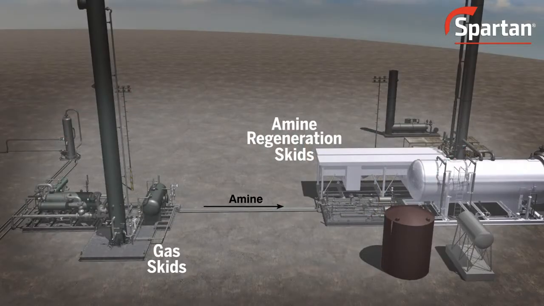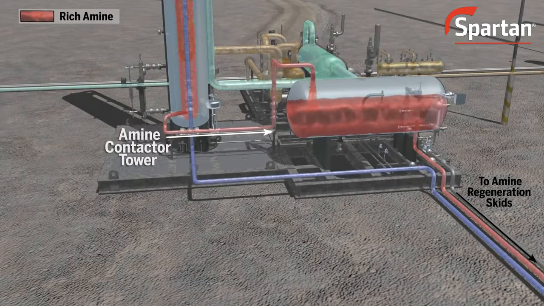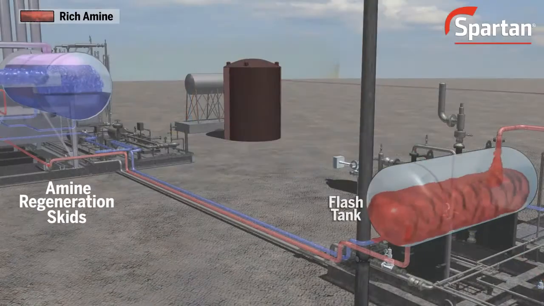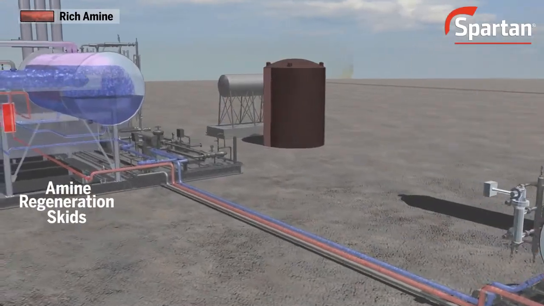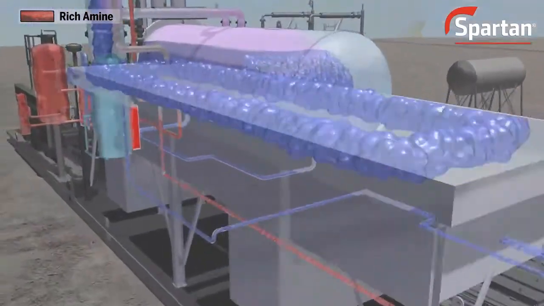The amine regeneration skids process the amine output from the gas skids. The rich amine solution loaded with H2S and CO2 exits the bottom of the amine contactor tower at high pressure. Pressure is reduced and the amine enters the flash tank at a low pressure to flash off light hydrocarbons entrained in the amine. The low-pressure rich amine enters the amine regeneration skids.